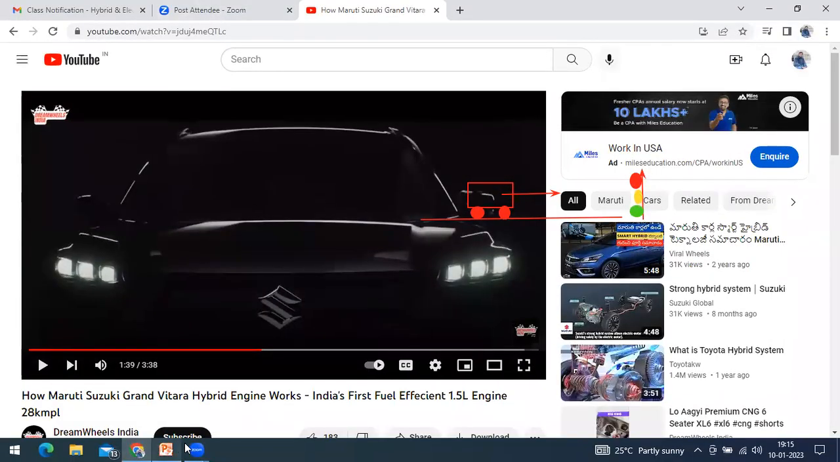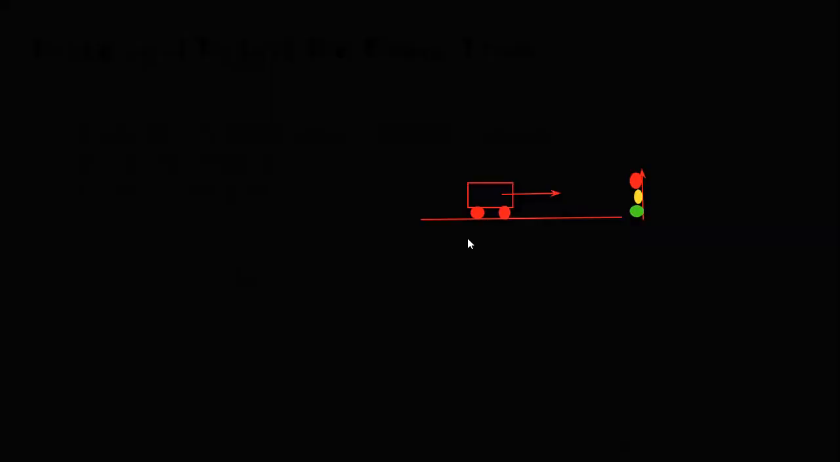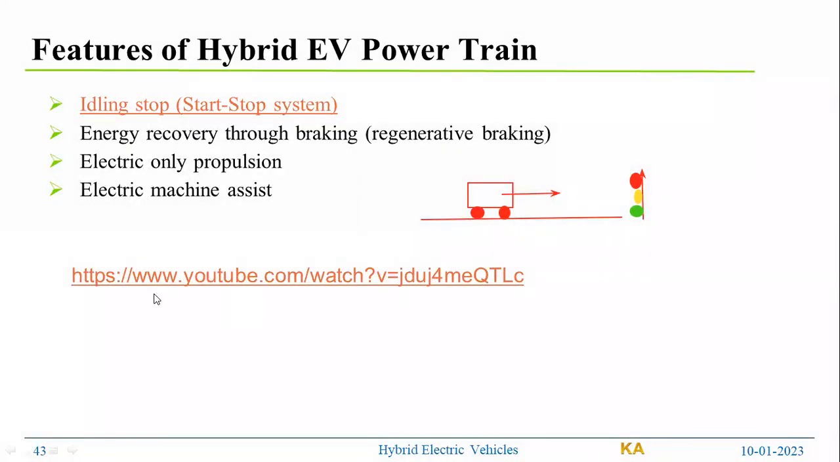So that was about the vehicle, all the features that they explained. One of the important features to achieve this idling stop is also called the start function. The next important function is energy recovery through braking. You might have seen recuperation of energy, as we call it.